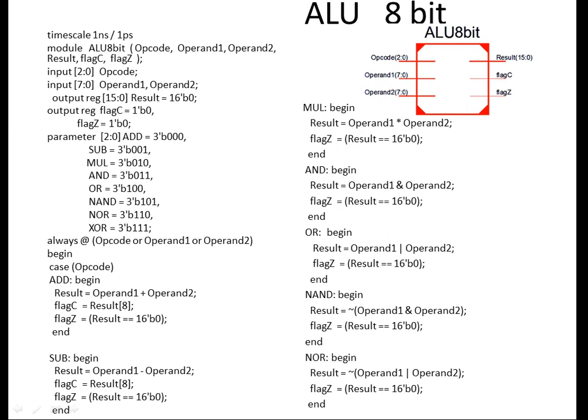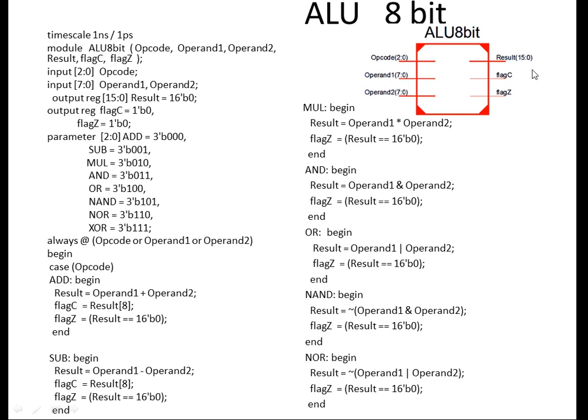Okay, in this video we will see how to write Verilog code for an ALU, arithmetic logic unit, for 8 bits. This is just the block diagram. We know that for an ALU, the inputs will be the two operands, operand 1 and operand 2, of 8 bits each, and an opcode. What operation you want to perform will be defined by this opcode. Since it is 3 bits, you can do 8 operations.